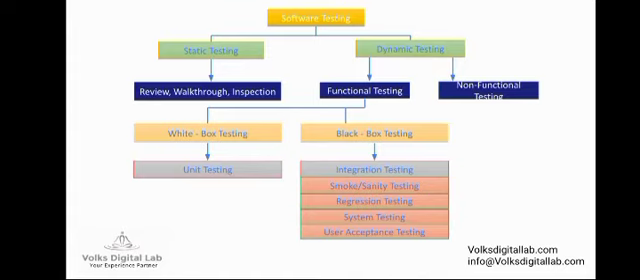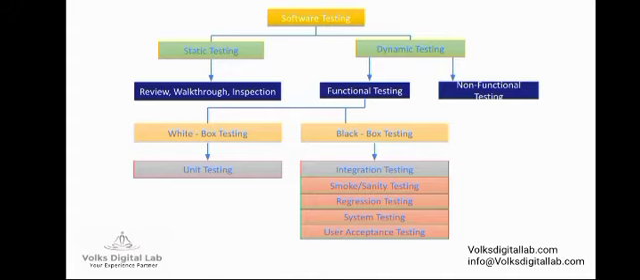We have two parts in functional testing: white box testing and black box testing. Black box testing is a software testing method in which the internal structure, design, or implementation of the item being tested is not known to the tester. White box testing is a software testing method in which the internal structure, design, and implementation of the item being tested is known to the tester.